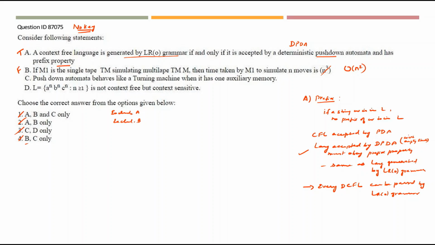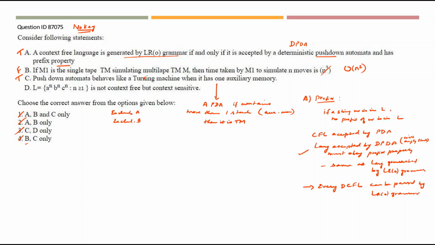Next statement. Push-down automata behaves like a Turing machine when it has one auxiliary memory. The supporting statement for C is: a push-down automaton, or PDA, if it contains more than one stack. Usually a PDA is implemented by a stack. That's why they have given if it contains more than one stack, and this additional stack can be taken as the auxiliary memory. When it has two stacks, the second stack will be the auxiliary memory. Then it is a Turing machine. So this statement is also true.